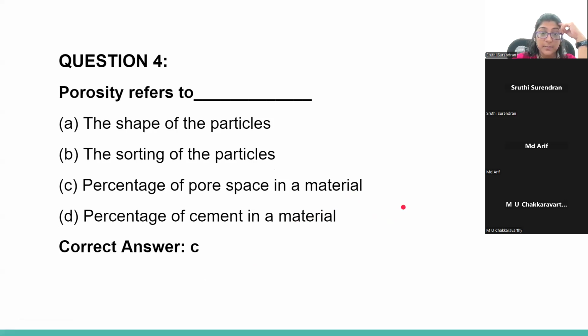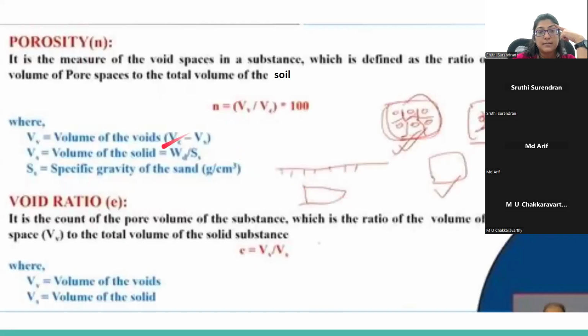Okay, so the correct answer is percentage of pore spaces. So we had studied that porosity is nothing but the ratio of the volume of the voids to the volume of the soil. We had learned about two quantities, porosity and void ratio. Porosity is the volume of the voids to the volume of the total soil, and void ratio is the volume of the voids to the volume of the solid particles that constitute the soil.